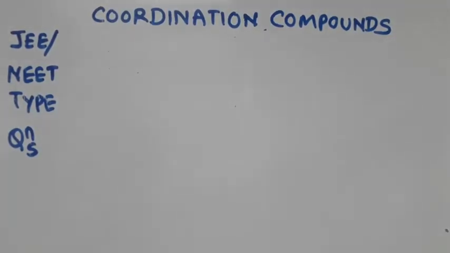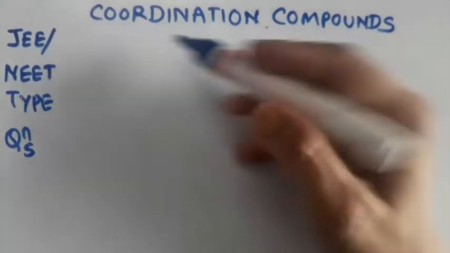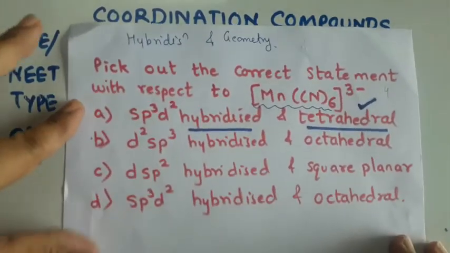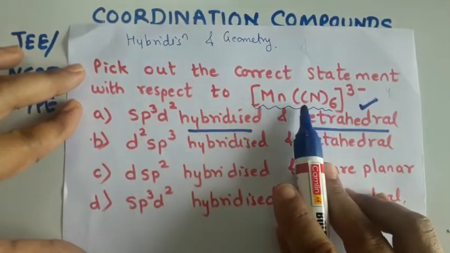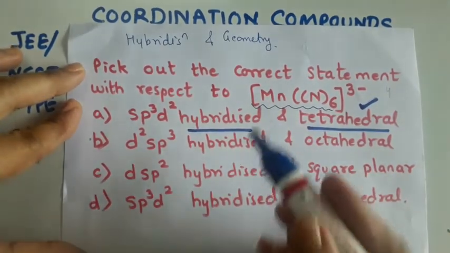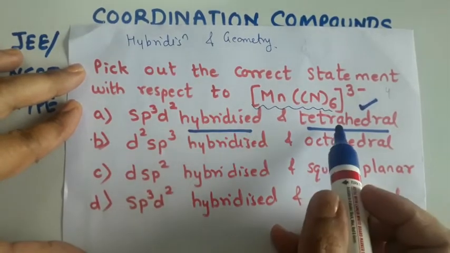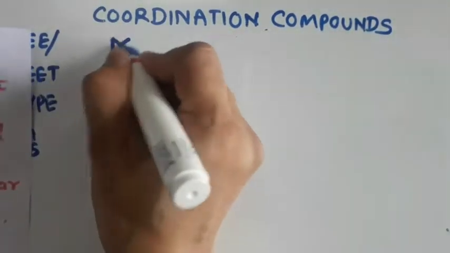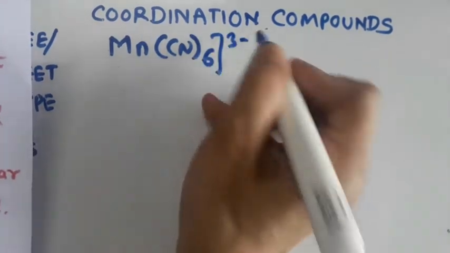Hello students, in this video we are going to solve some of the questions of coordination compounds, and these questions have been asked in your JEE and NEET exams. So here we begin with the first question. The question is, pick out the correct statement with respect to this particular compound. Now if you see, they have asked basically hybridization and the geometry. Now let us copy the compound and try to find out what is the hybridization and what is the geometry.